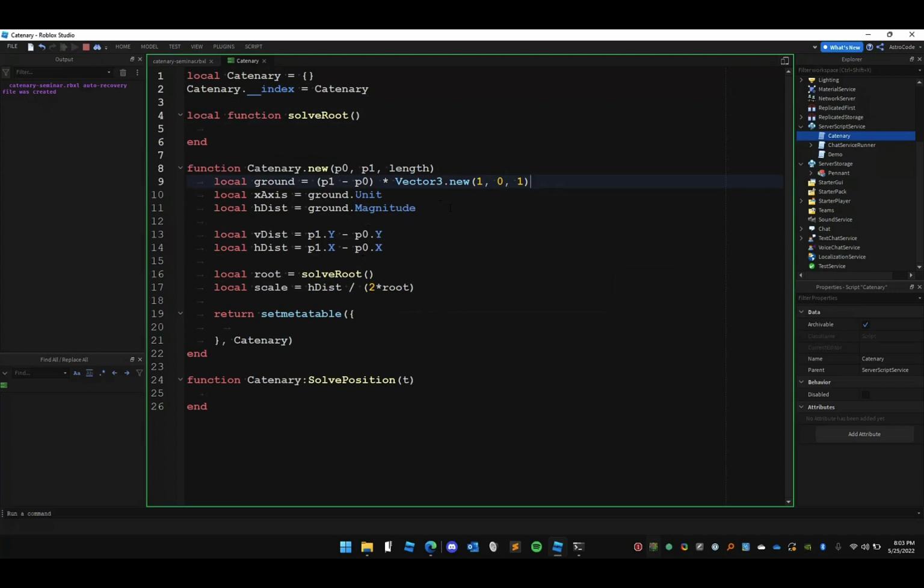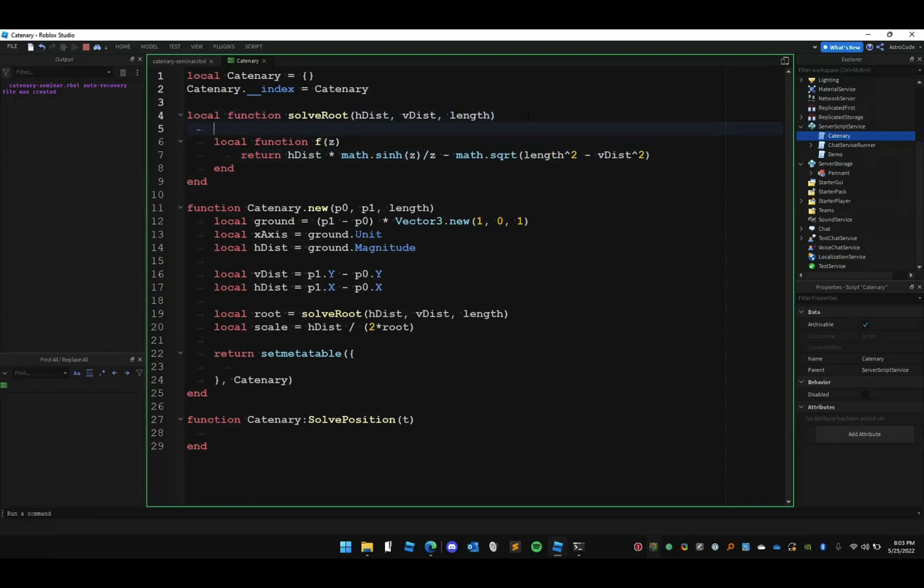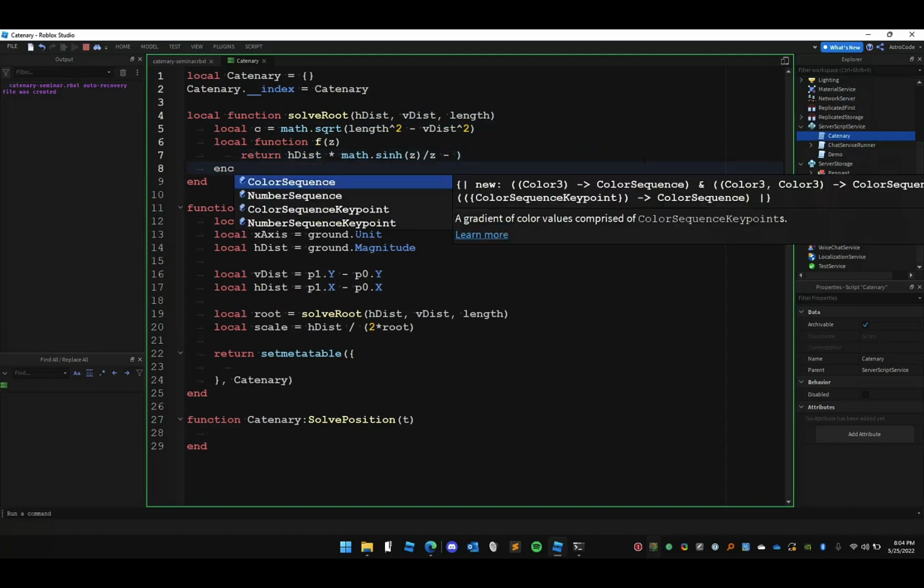Okay, and so for our numerical root solver, we're going to have as input the horizontal distance, the vertical distance, and the length. So let's give it that. And then the function whose root we're finding is this function. I've just disconnected my tablet, so I can't show you, but it was the horizontal distance times, right, the sinh of z over z, and then minus the square root of length squared minus the vertical distance squared. Okay, and we're actually going to reuse this constant again, so I'm just going to give it a variable. We'll just say it's c. Okay, so that's the function whose root we're finding.